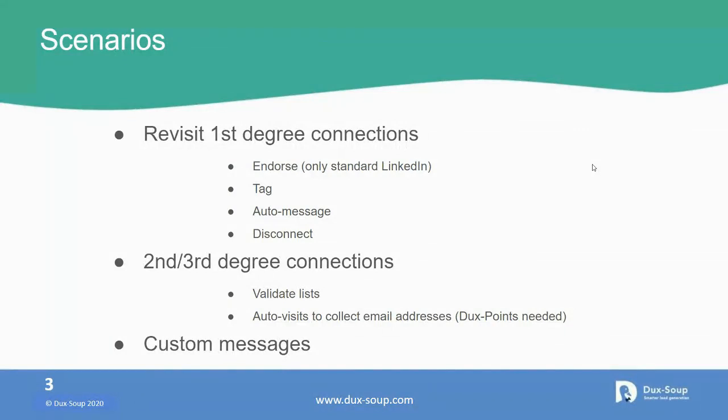So second and third degree connections, potentially, you could scan a list of second and third degree connections, validate that list, and then carry out auto visits to either outreach and connect to those people, or even to make use of the Dux points facility and try and collect email addresses from those second and third degree connections. That function is available to all paid versions of Dux Soup, and yeah, you would need Dux Soup points in order to do that as well.